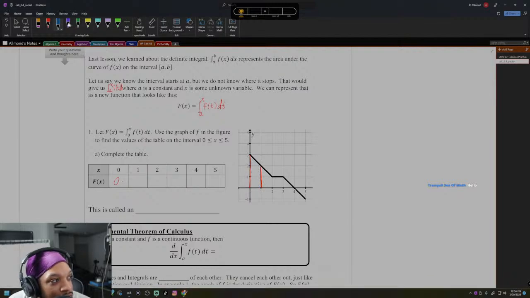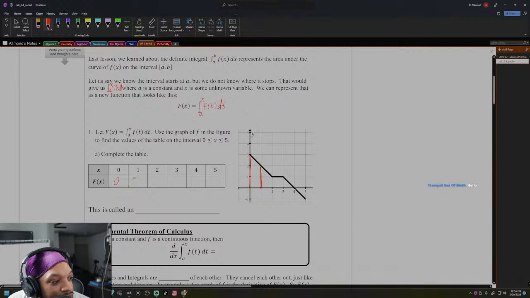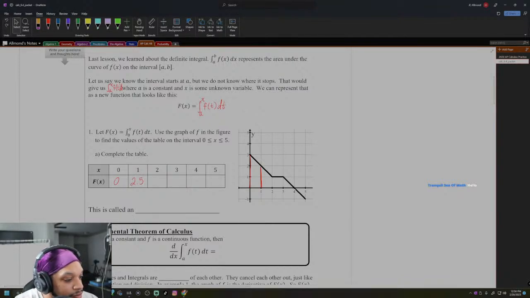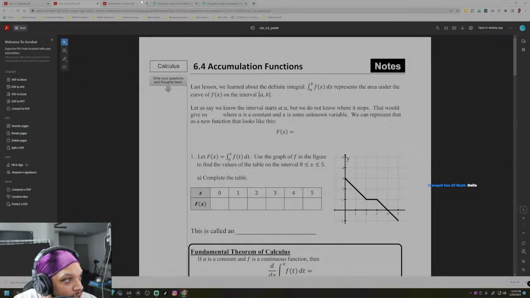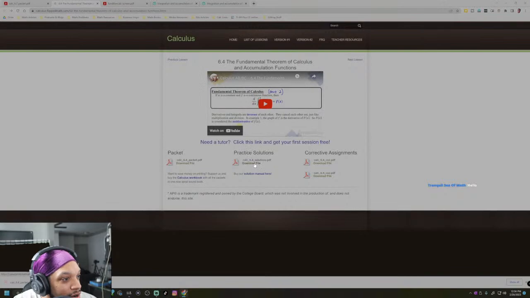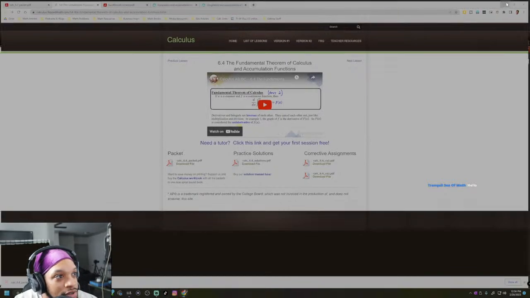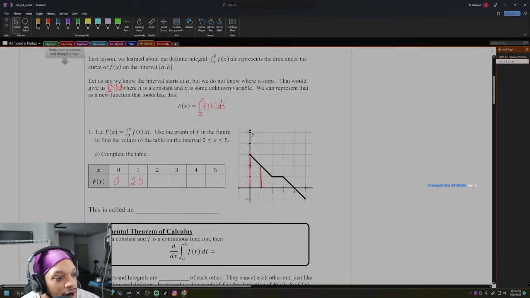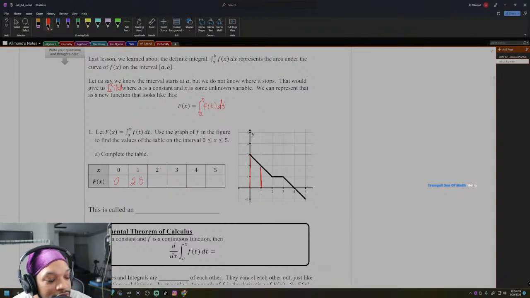Mm-hmm. There's an answer key to this. This is on Flip Math. There's an answer key. I'm gonna look at it. Maybe not right now, but once we fill out some. All right, so you see the concept is the same. So when x is 2, it's just the area from 0 to 2.